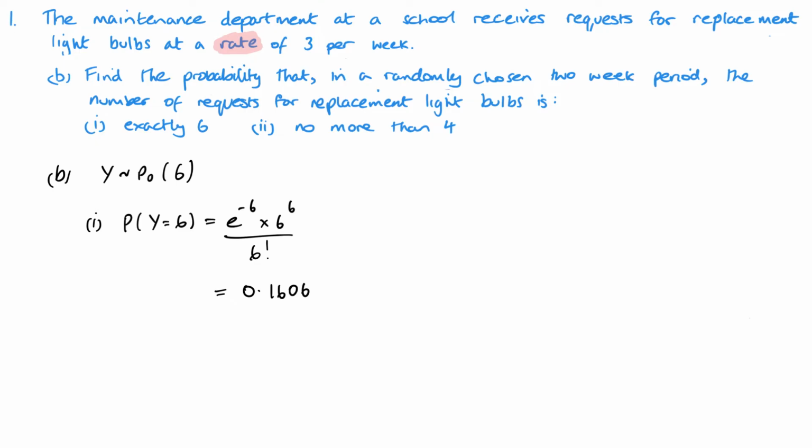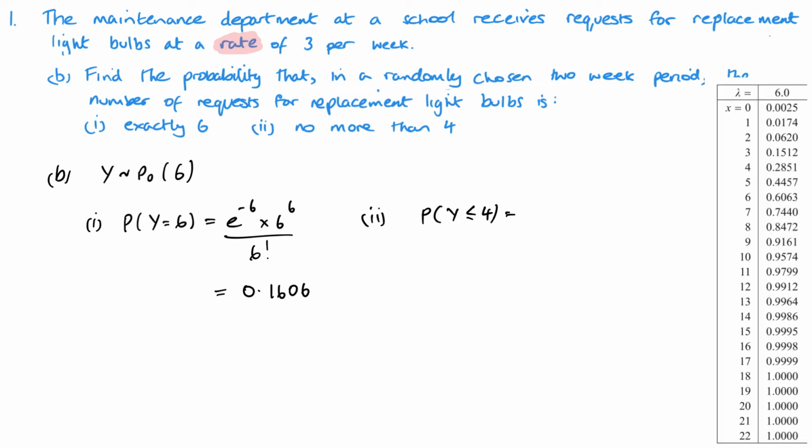Now for part B, we have no more than 4. Sorry, B part 2, I should say. Now, no more than 4 means we're looking at y being less than or equal to 4, because no more than 4 would mean 4 or less. Again, we can look up into our tables for this one, this time with lambda equals 6. From the table, looking at 4, we have 0.2851, and it's that straightforward.